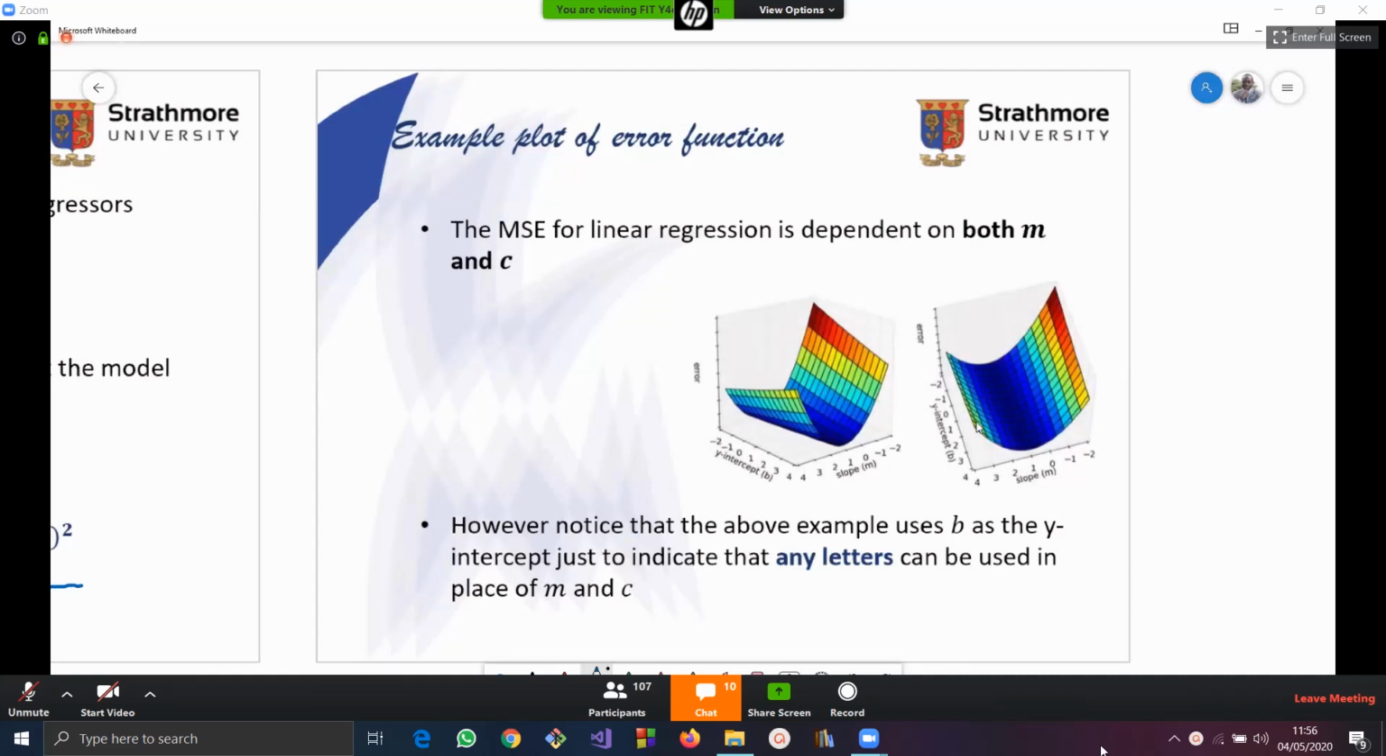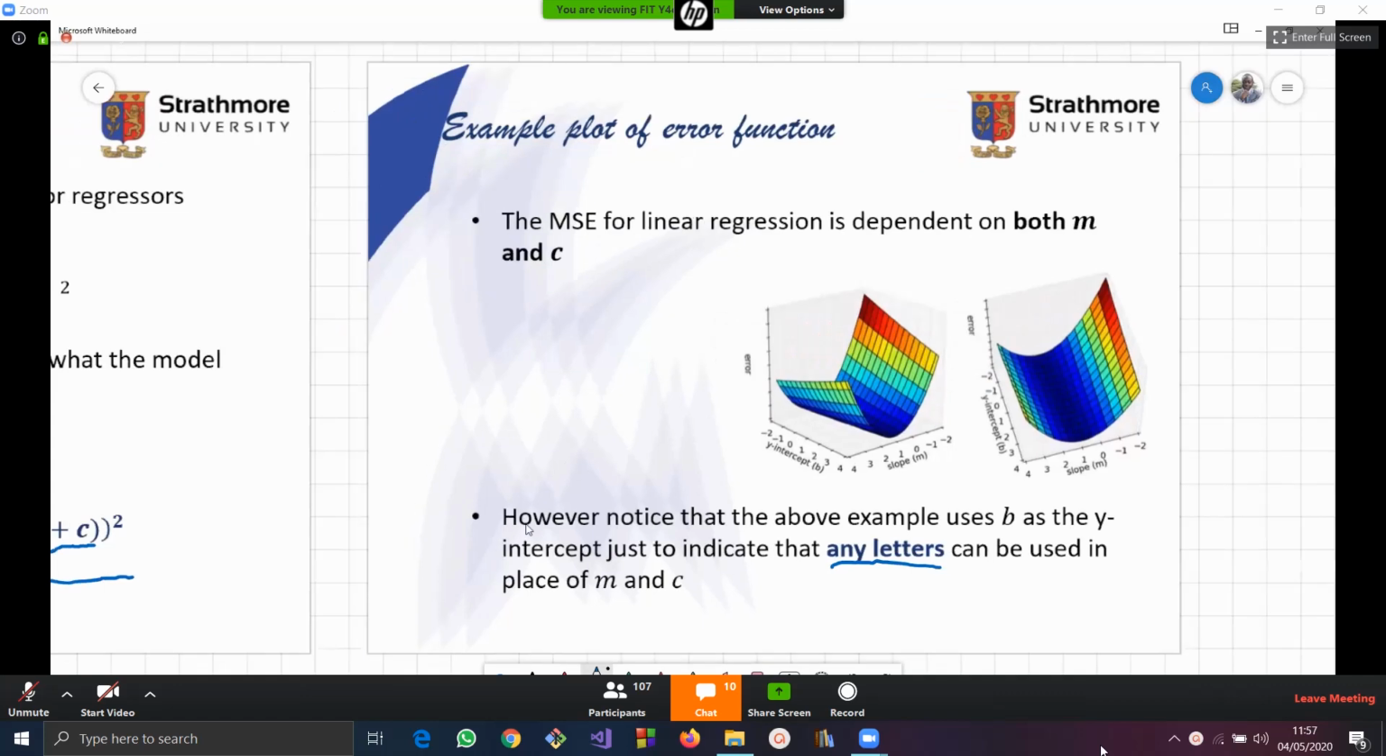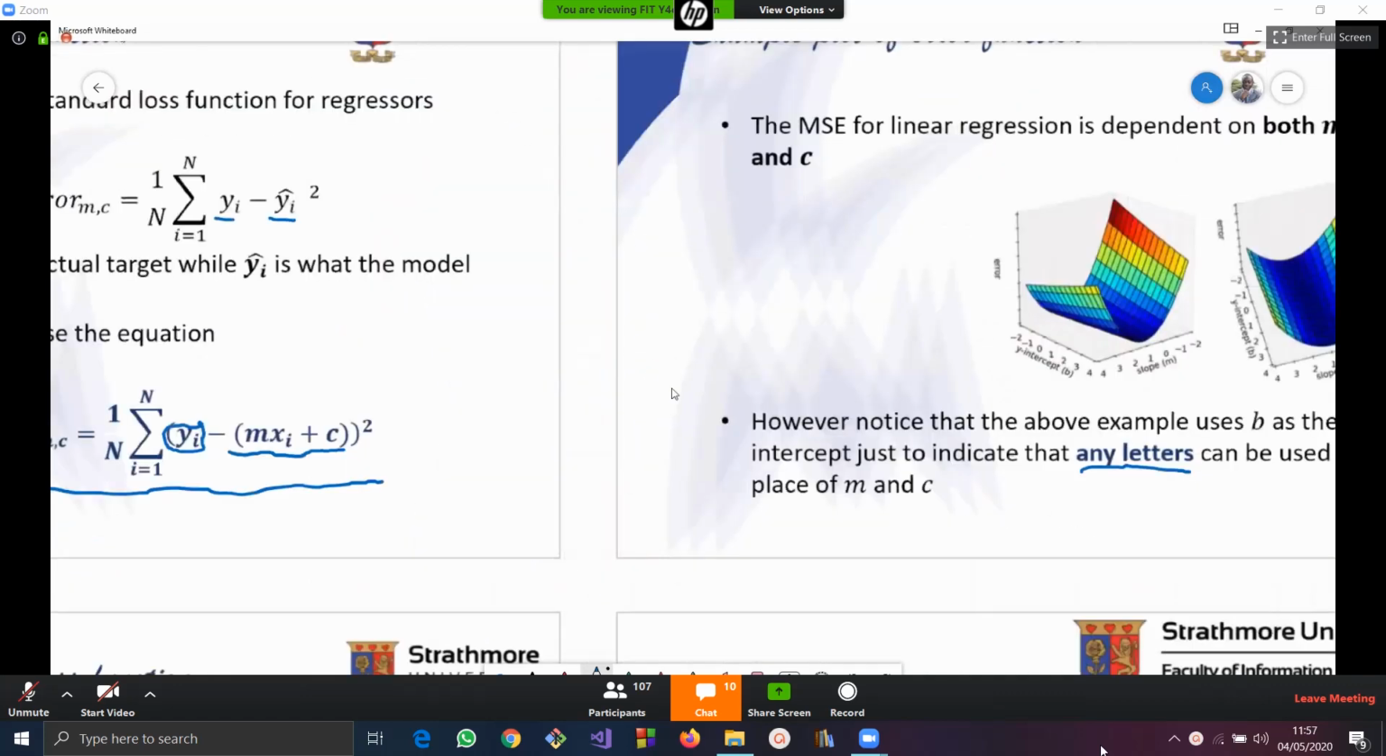So when you plot, this is the curve. I have mx plus c, but you can use any letters, okay? It's only that I used y is equal to mx plus c because you used that one way back. So that is how the error function looks.